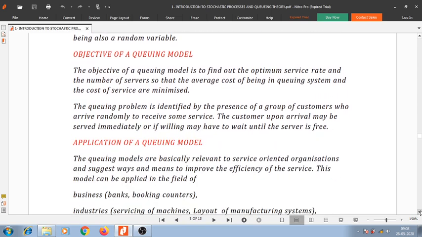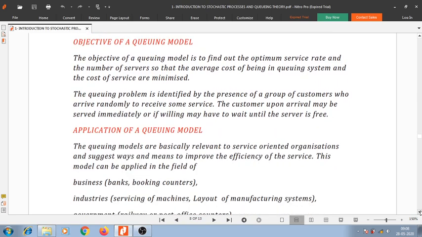Now, what is the objective of the queuing model? The objective of the queuing model is to find the optimum service rate and the number of servers so that the average cost of being in the queuing system and the cost of service are minimized. So they would like to provide the best service, optimum service, with low cost. That is the objective of the queuing system.